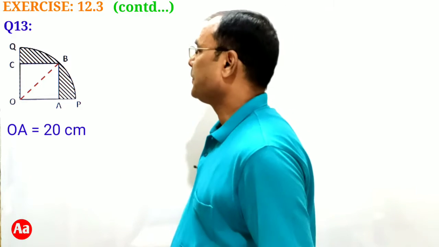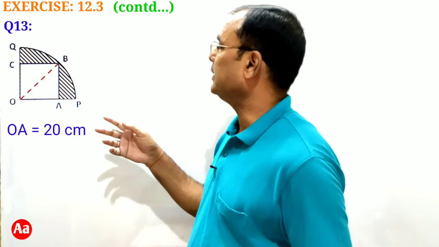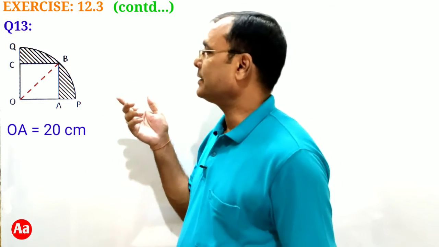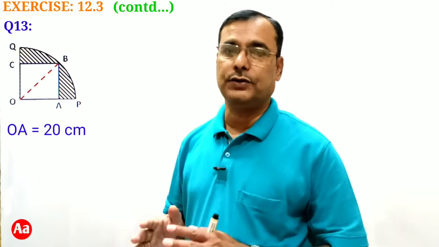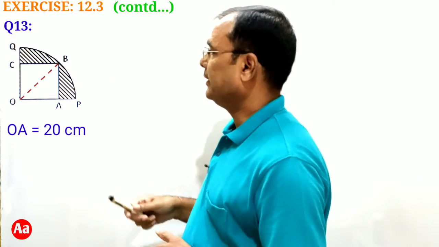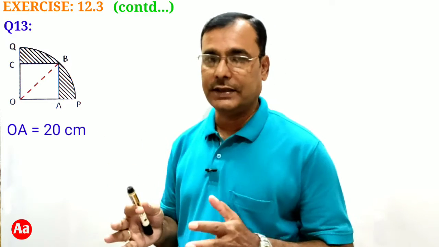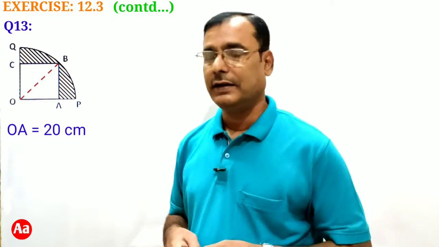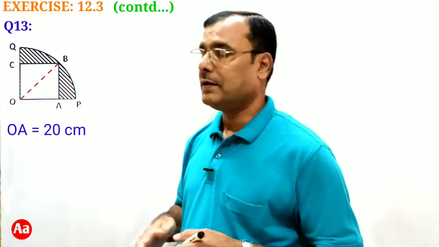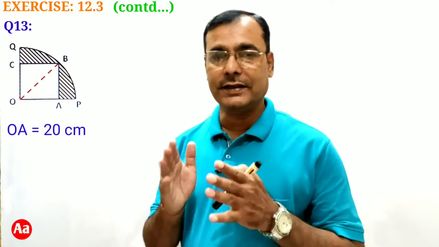In this figure, OABC is a square and it is inscribed in the quadrant OPBQ. We are given OA, that is the side of the square, is 20 centimeter, and we have to find the area of the shaded region. Clearly, area of shaded region is area of quadrant minus area of the square. Side of square is given, so we can find area of square. For calculation of area of quadrant, we need the radius of the quadrant.